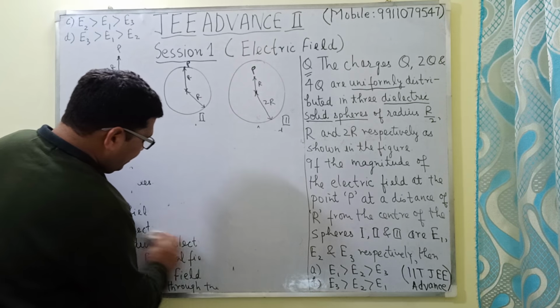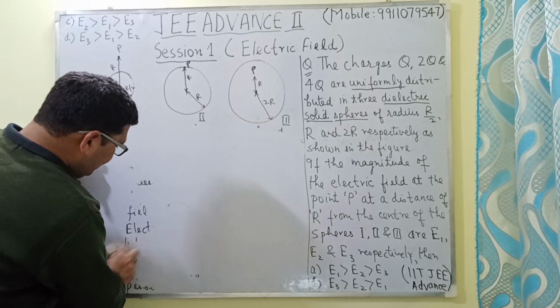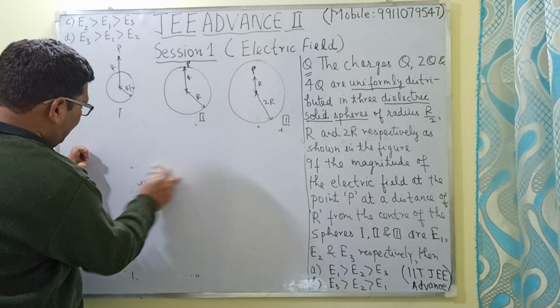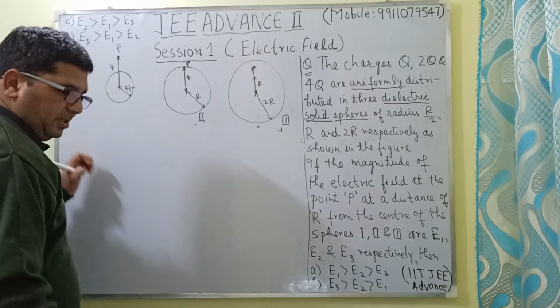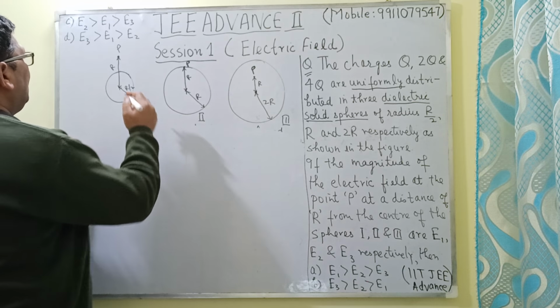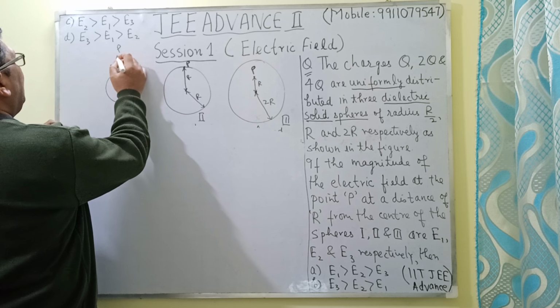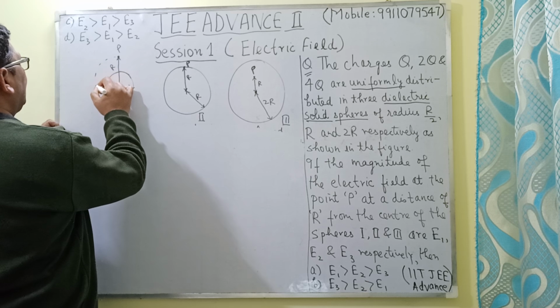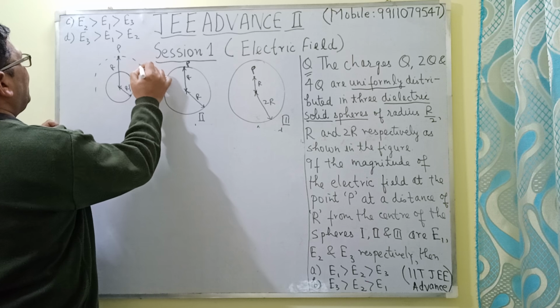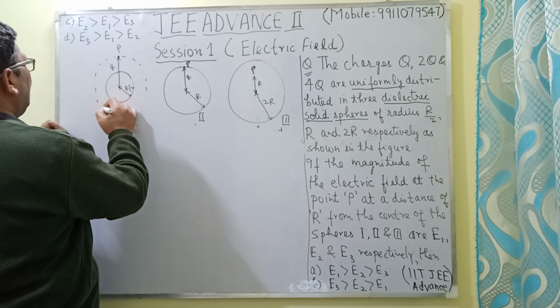Now, in this question, I will be using Gauss law in order to get the answer. So here I will be constructing the Gaussian surface. This is the Gaussian surface which I am denoting with these dotted lines.